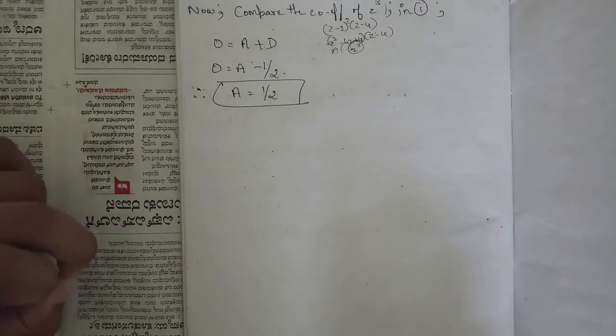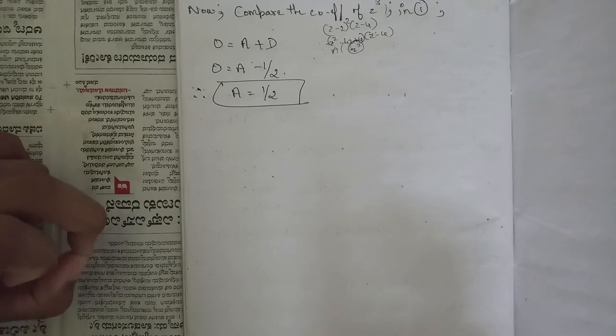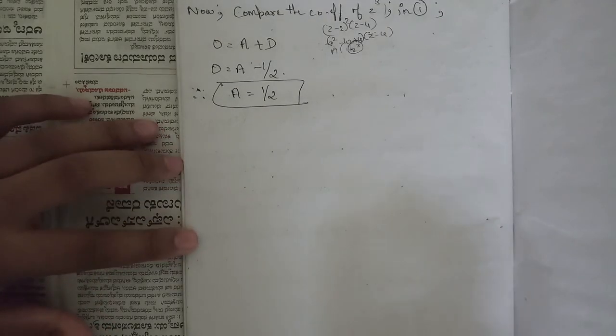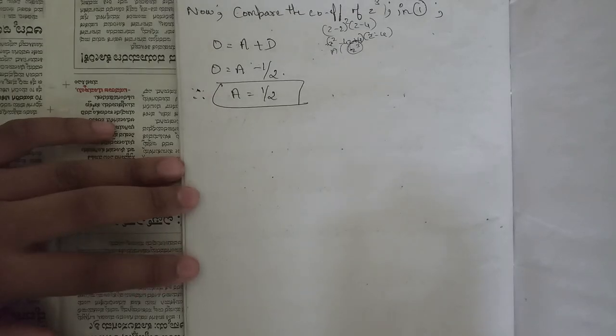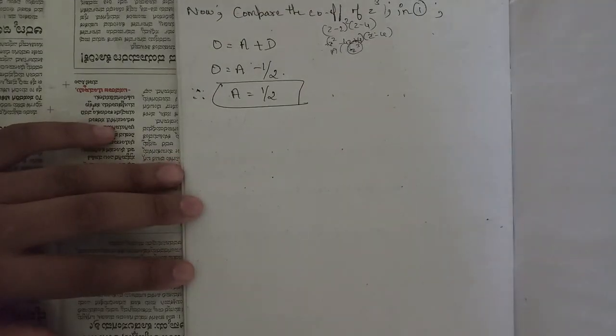So now to find the value for B, we need not compare the coefficients, we can directly put the value of z as 0 in equation 1. So how can we put the value of z as 0?